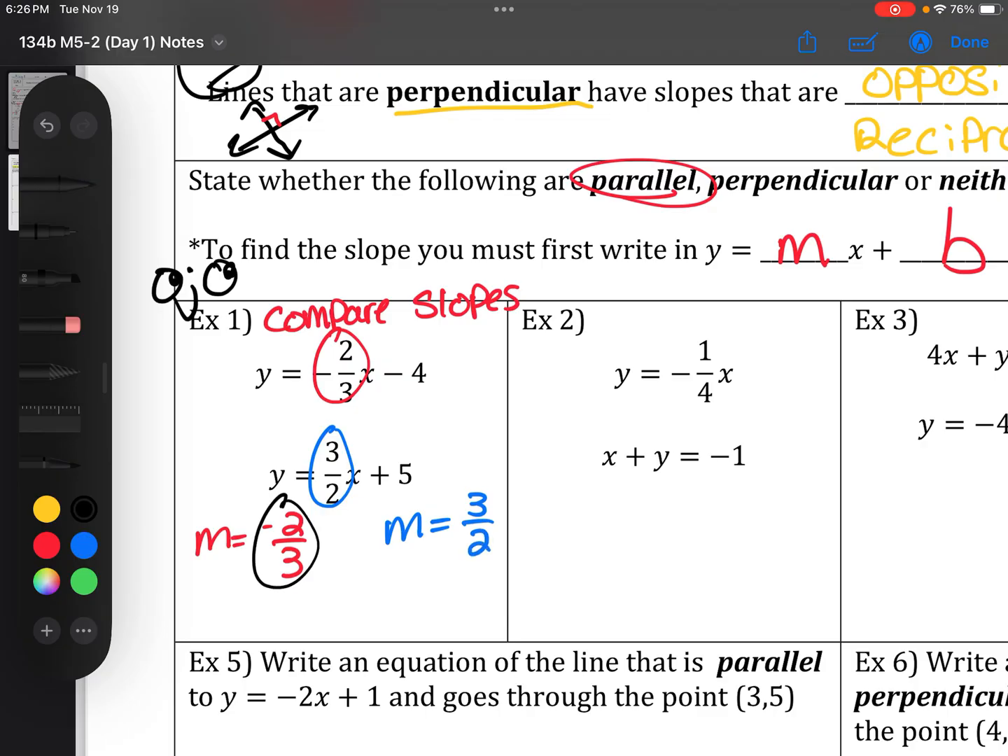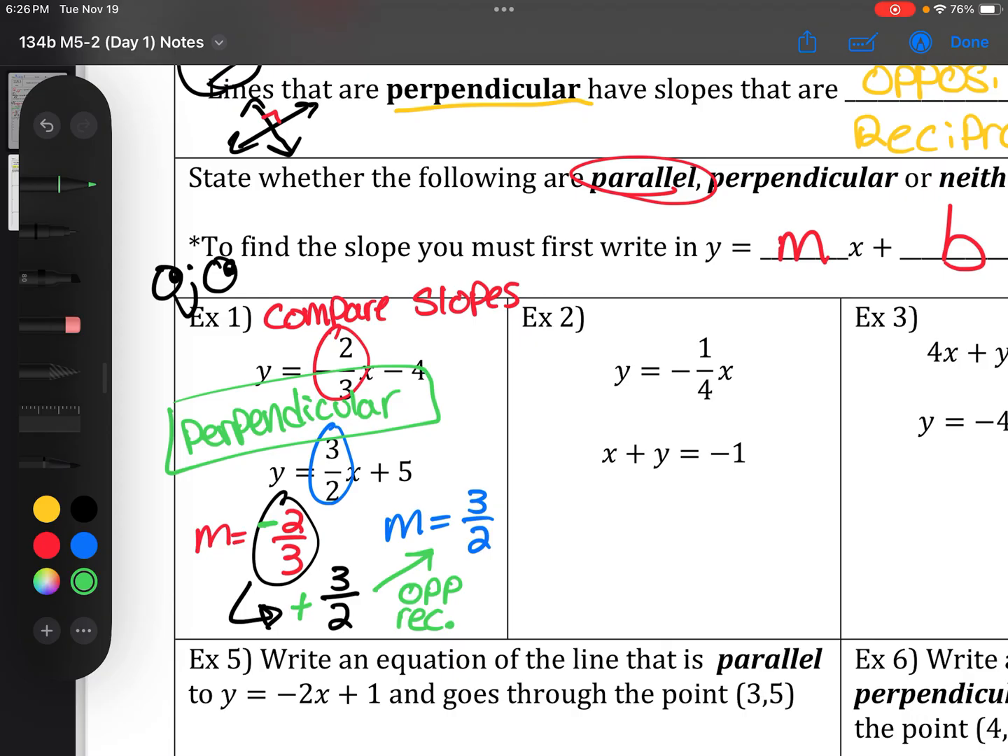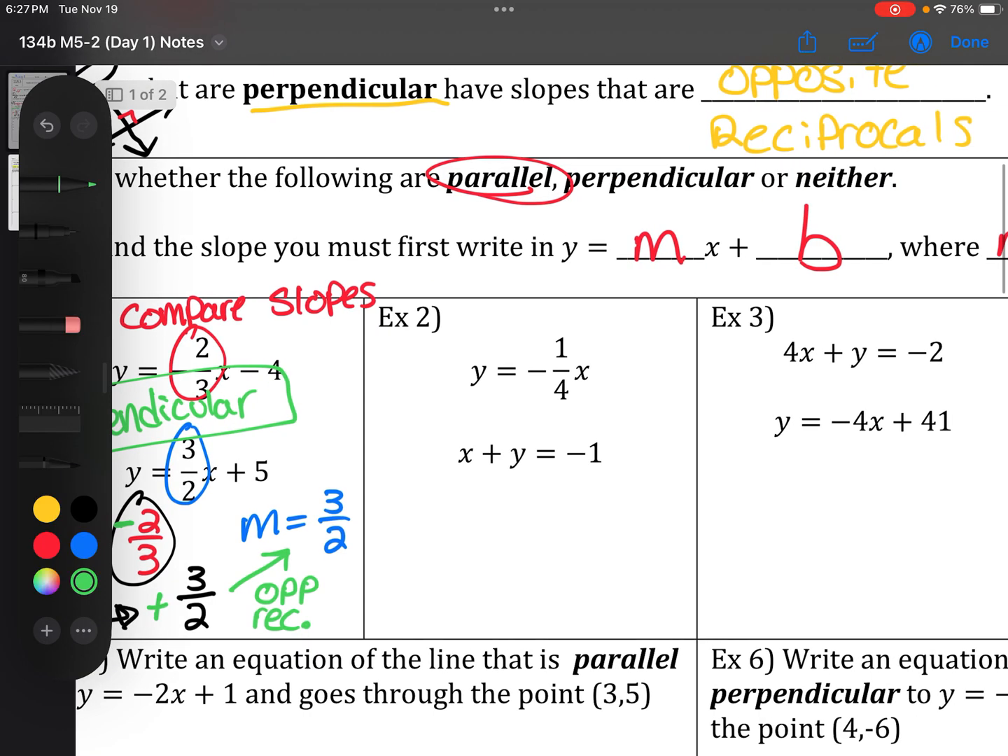So the opposite reciprocal of this, remember, we're going to flip it. So instead of the 3 being on the bottom, it's on the top now. Instead of the 2 being on the top, it's on the bottom. And then, since this is negative, we have to make our opposite a positive. Since that is opposite reciprocal, we know that these lines are perpendicular. So these are perpendicular lines because they have opposite reciprocal slopes.